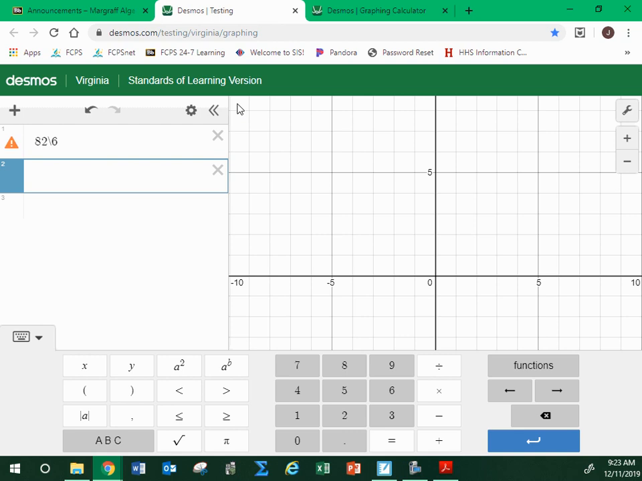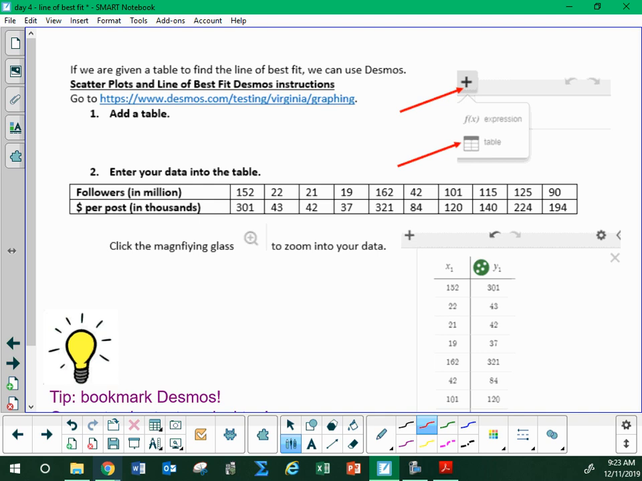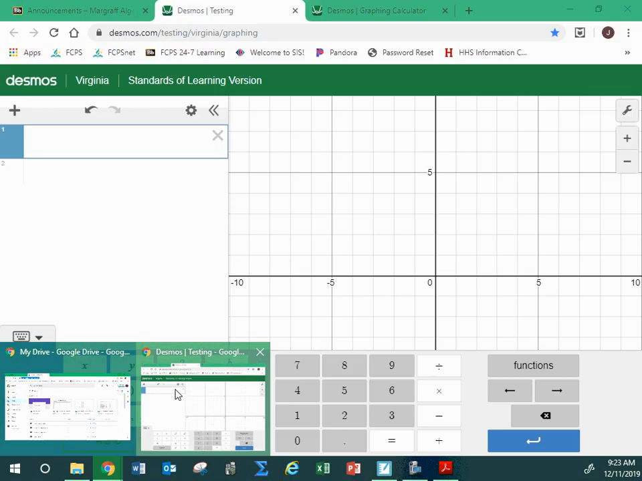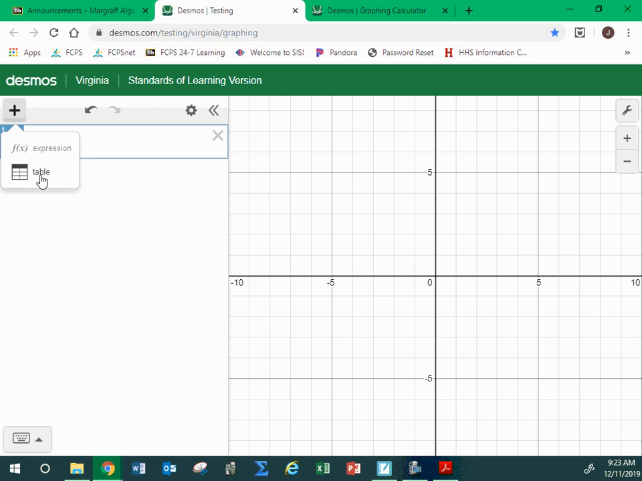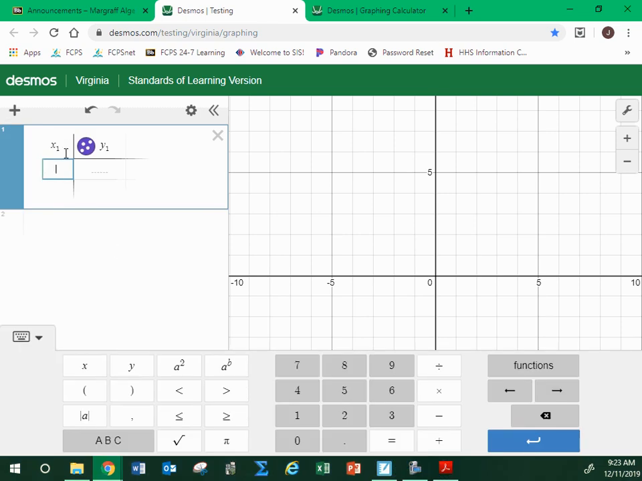Okay. So what we're focusing on is creating that equation, the line of best fit. So taking a look, what we want to do is first add a table. So on Desmos, you click the plus, and it says table. So then click table. And it automatically fills in x1 and y1. So we are going to go ahead and fill in those values.